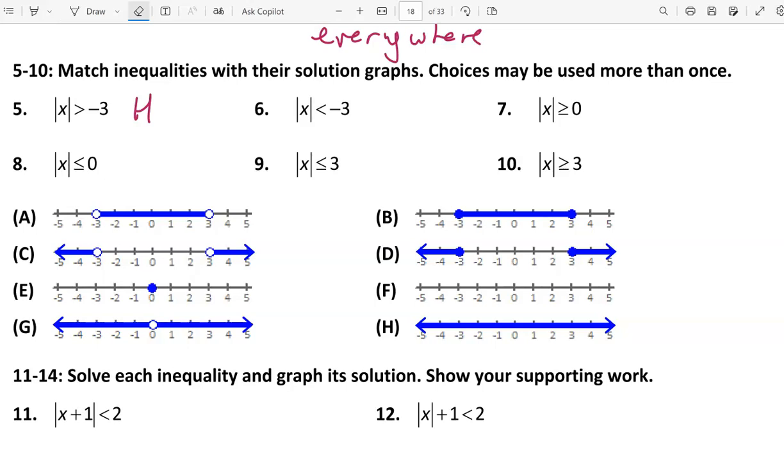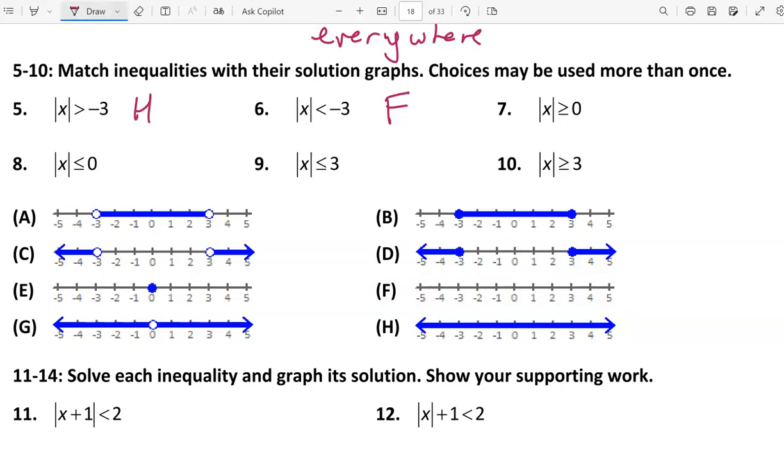Now, numbers in number 6 that have absolute values that are less than -3. So distance less than a negative number. A distance is a positive number or 0, so a distance can never be less than a negative number. So that would be f, the one with no solution, since it can never be true. Let's take a look at 7.